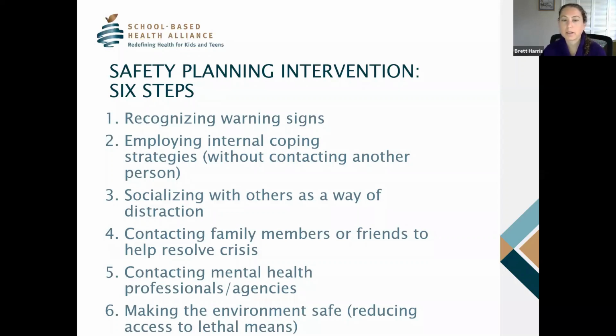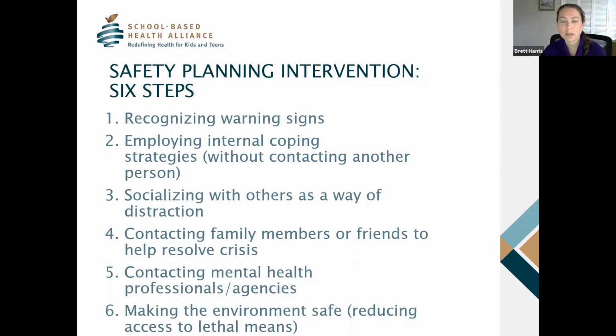First, you recognize warning signs. Each person may have different warning signs. Second is employing internal coping strategies, which means without contacting someone else. It could be going for a walk or listening to music. The third step is socializing with others as a way of distraction.